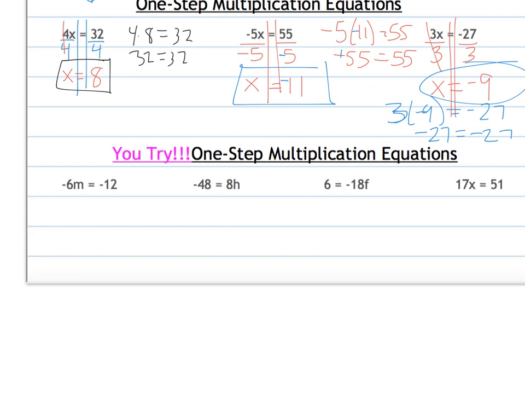Try these, come back and check. So you are paused, coming back to try.